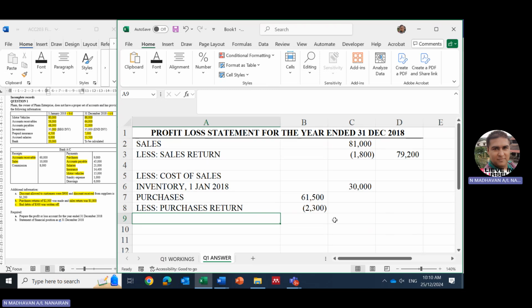You know why I'm doing this exercise? Because I want you to see how simple this is. Later when you do the exercise, I will upload this answer immediately for your reference. Most important is that you see this topic on incomplete records is very easy, as long as you know where to take what information.